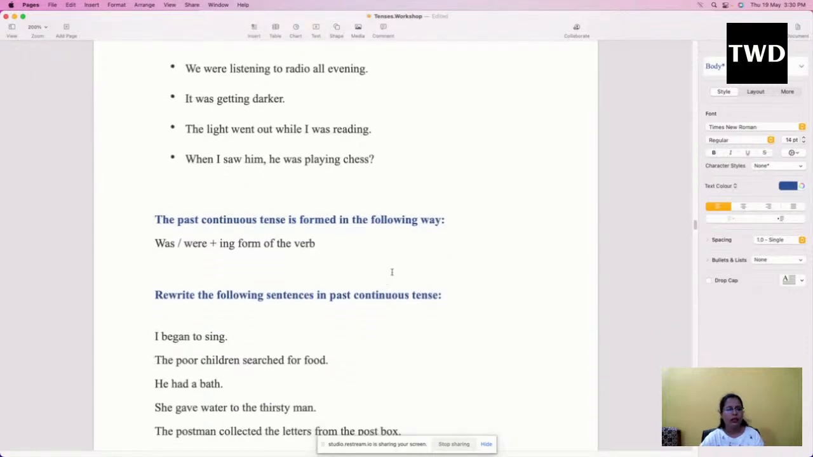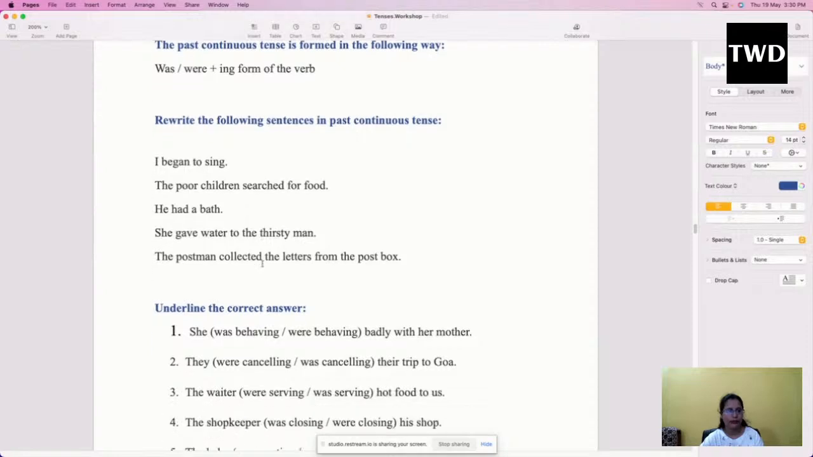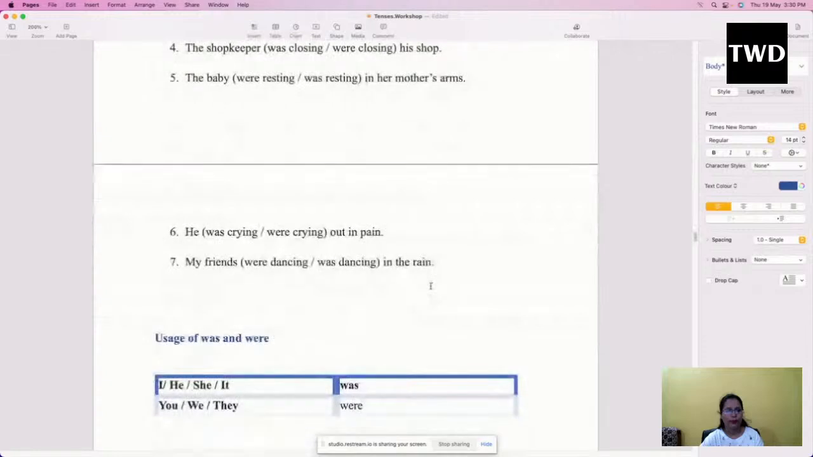So what is the structure? The past continuous tense is formed in the following way. Either you will use was and were depending on your subject plus ing form of the verb. So rewrite the following sentences in past continuous tense. I began to sing. So how can you change it? Just think about it and do all these questions. Then underline the correct answer. This is also very simple. Think about it and practice these at home. This will help you a lot.